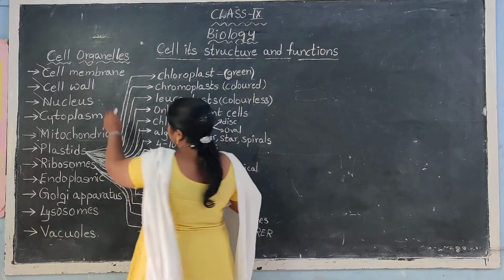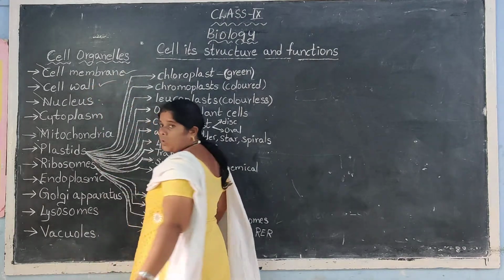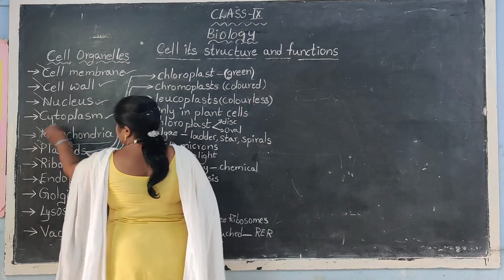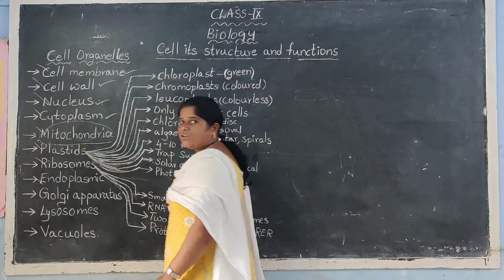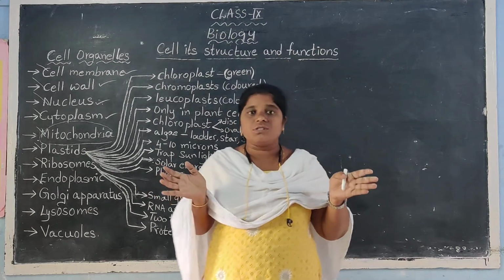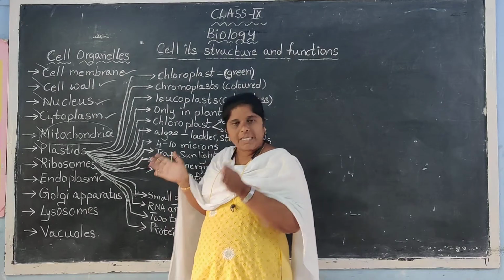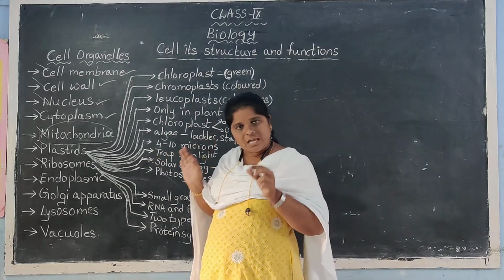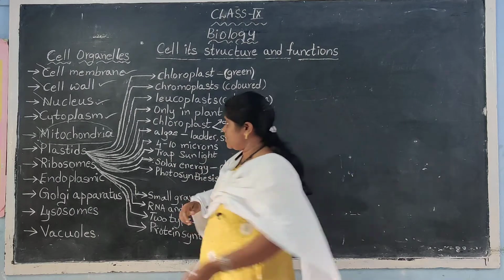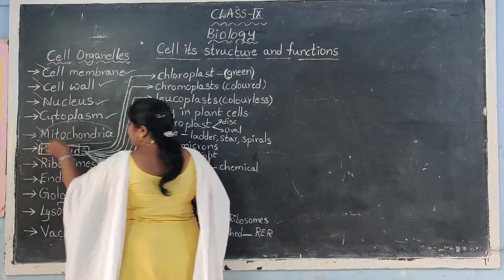In the previous videos, we have completed cell membrane, cell wall, nucleus, and cytoplasm. In the previous video, we discussed mitochondria, and we came to understand that it is the powerhouse of the cell, which derives energy for the cell. We also saw how to observe mitochondria. Now let us discuss the next cell organelle, called plastids.